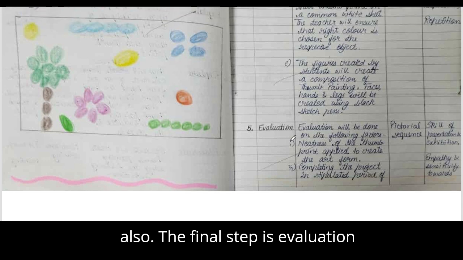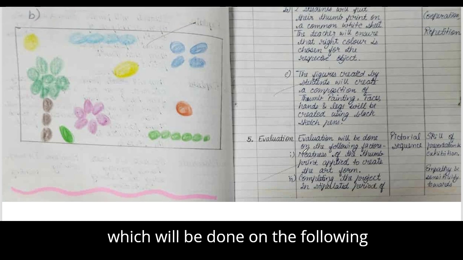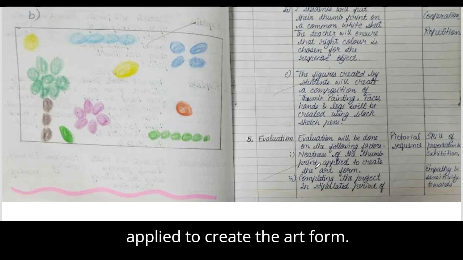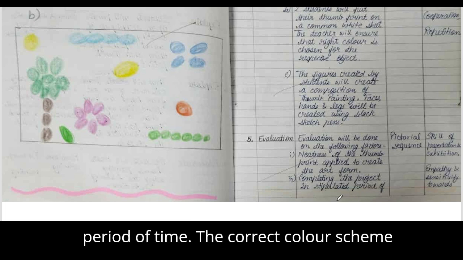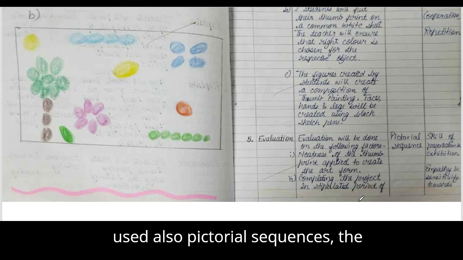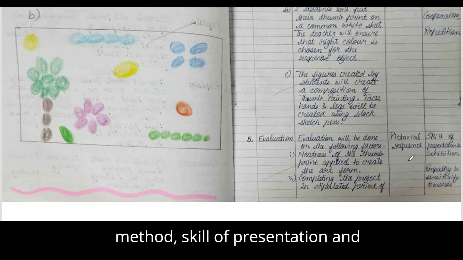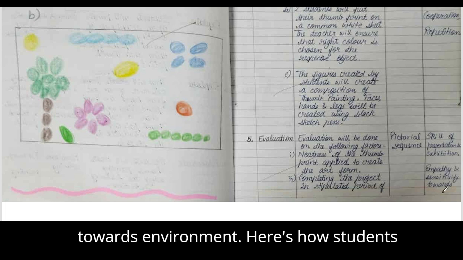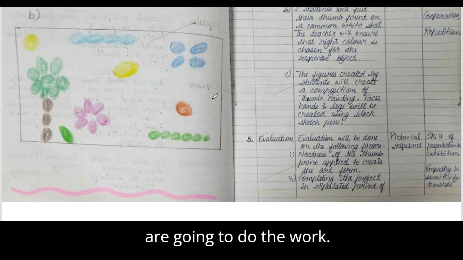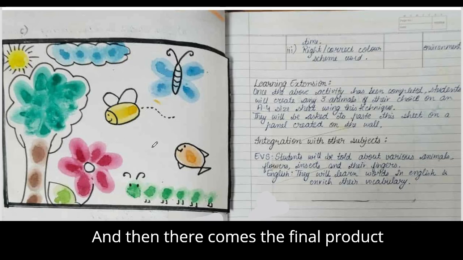The final step is evaluation, which will be done on the following factors: neatness of the thumbprint applied to create the art form, completing the project within the stipulated period of time, the correct color scheme used. Also, pictorial sequence is the method, skill of presentation and exhibition, empathy and sensitivity towards environment. Here's how students are going to do the work, and then there comes the final product.